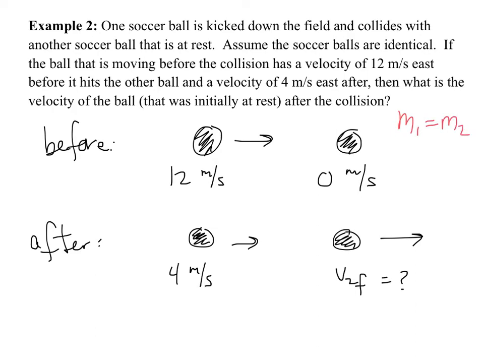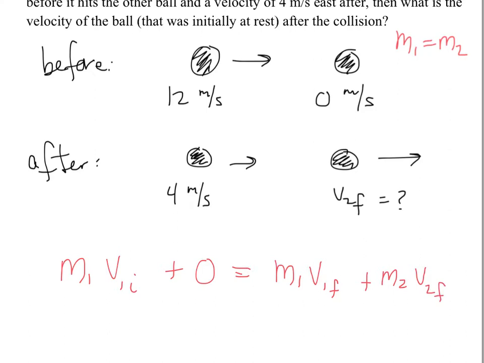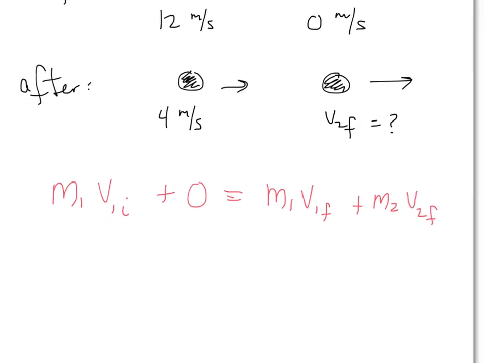But let's prove mathematically that we're right. So before the collision, the first object, mass 1, has an initial velocity. The second object is not moving. After the collision, the first object is moving, and the second object is moving. Now, what you notice is that instead of calling these M1 and M2, technically speaking, you could just call them all M. Call them all M because they're the same.